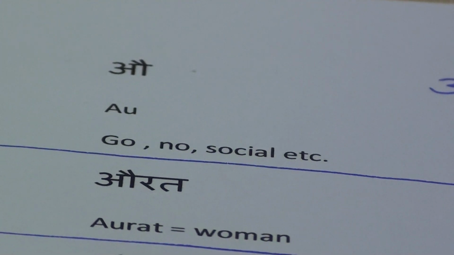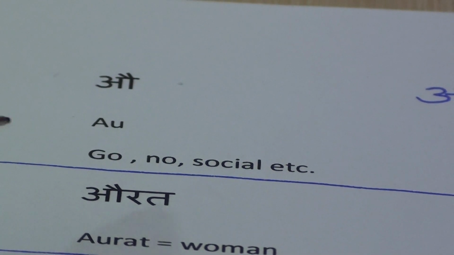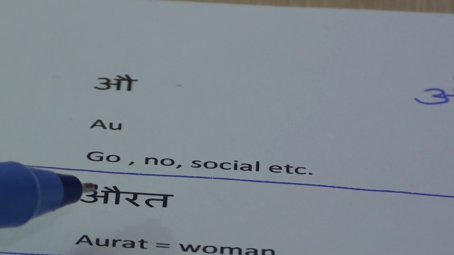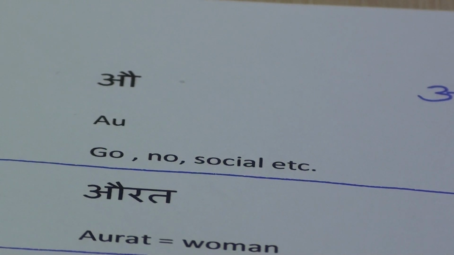Aurat. The first letter of this word is O. Aurat means woman.